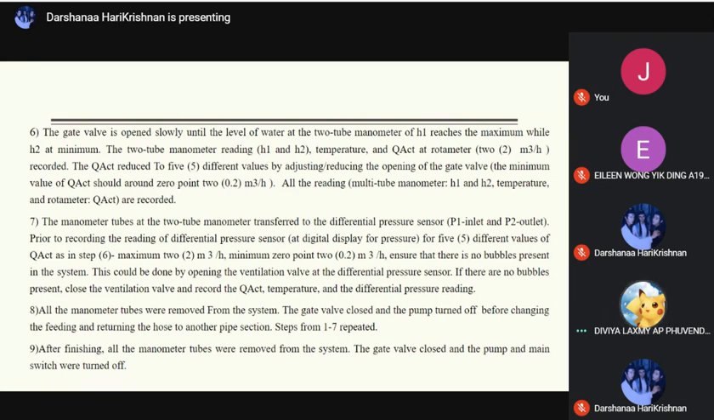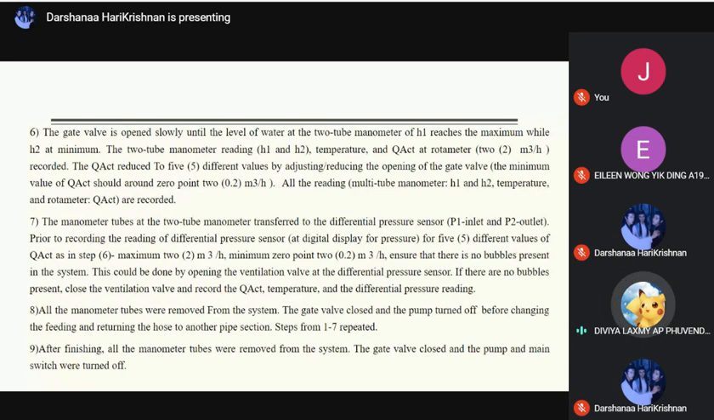The manometer tubes at the two-tube manometer are transferred to the differential pressure sensor, P1 inlet and P2 outlet. Prior to recording the reading of the differential pressure sensor, a digital display for pressure, at 5 different values of Q actual as in step 6, the maximum reading is 2 meter cube per hour and the minimum is 0.2 meter cube per hour.